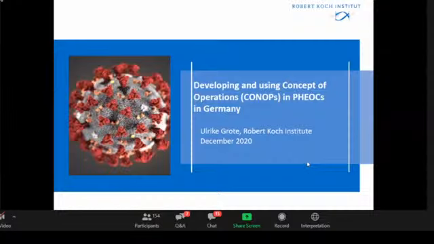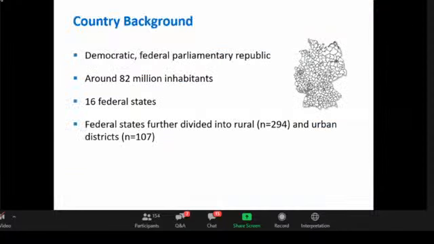Yes, thank you very much for the opportunity to be here. It's really good that we are able to join, and I'm really glad that I can show a little bit of our Conops here in Germany, especially at the Robert Koch Institute. Next slide, please. Just as a little background, Germany is a democratic federal parliamentary republic with around 82 million inhabitants, and we've got 16 federal states. Those states are further divided into rural and urban districts.